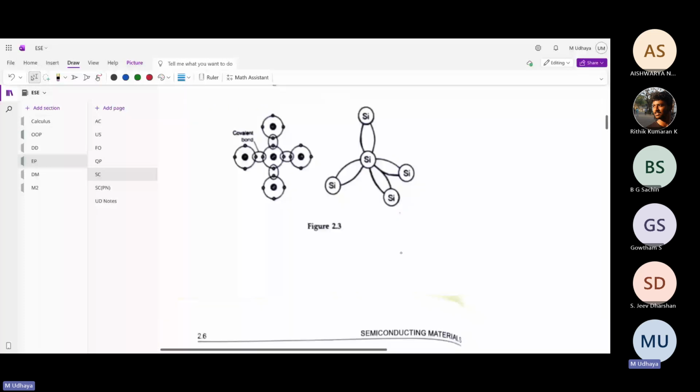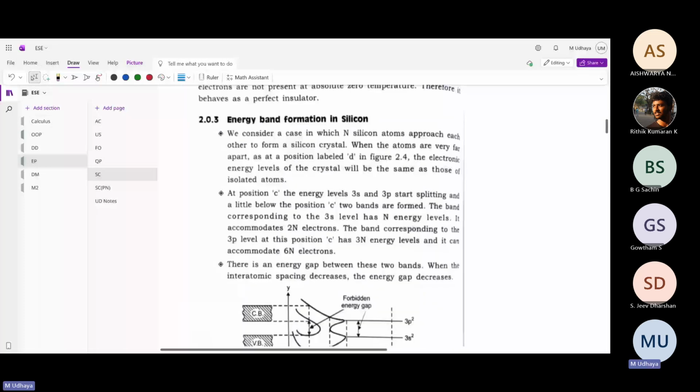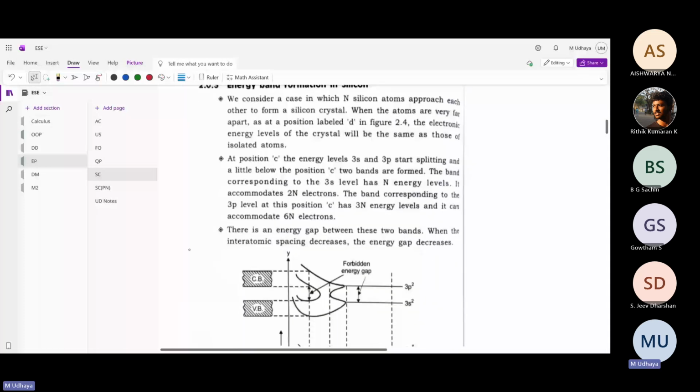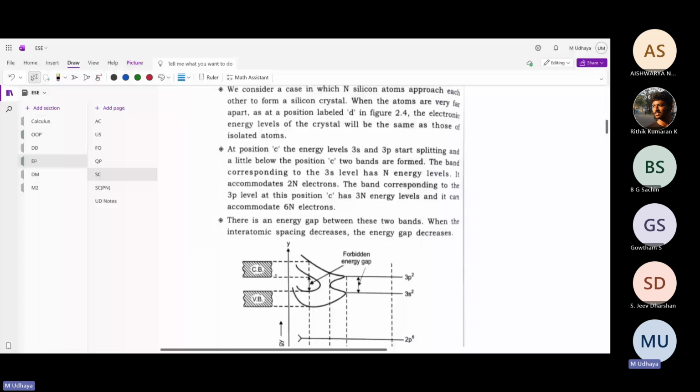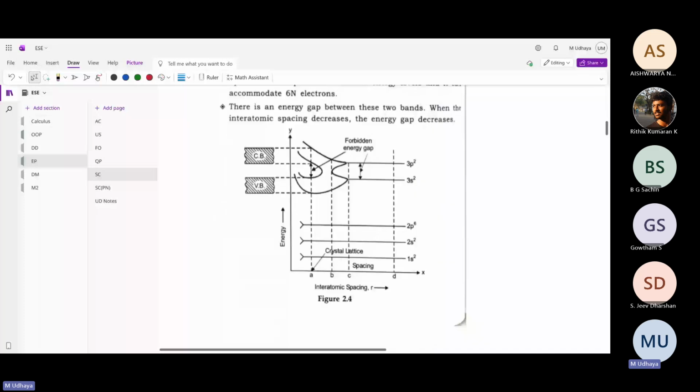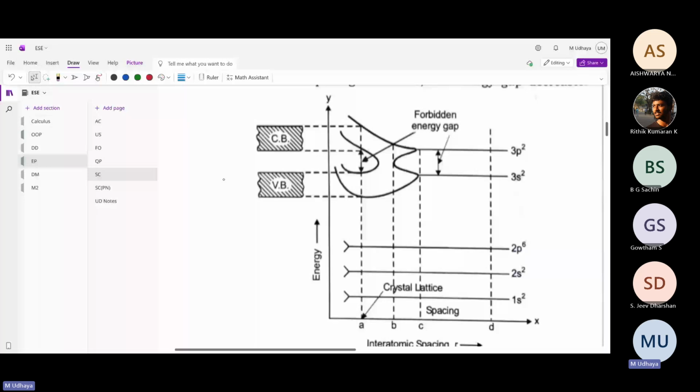How does the energy band form? You have a valence band, a conduction band, and different layers which overlap. Energy levels overlap to form a band, and you have a forbidden energy gap between them. The energy gap is not measured merely from one point; it is measured from the highest point of the valence band to the lowest point of the conduction band.